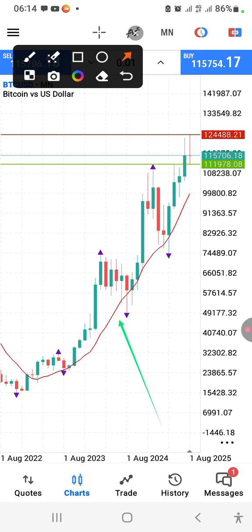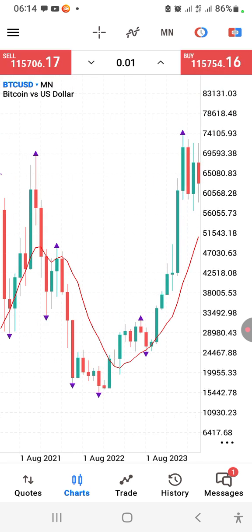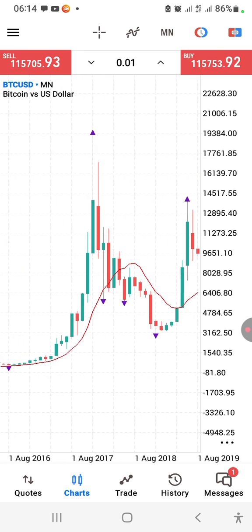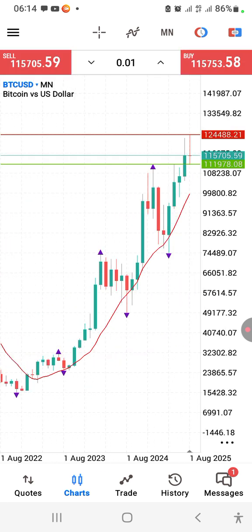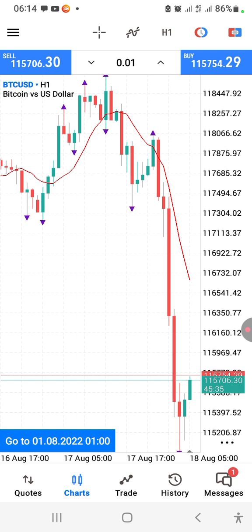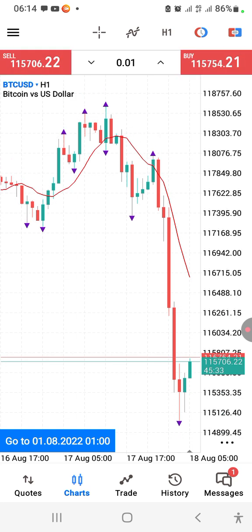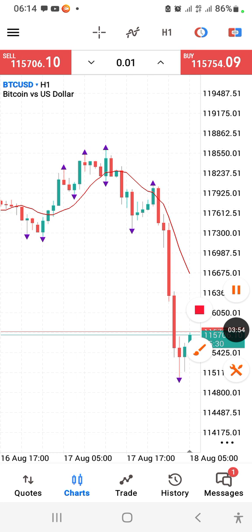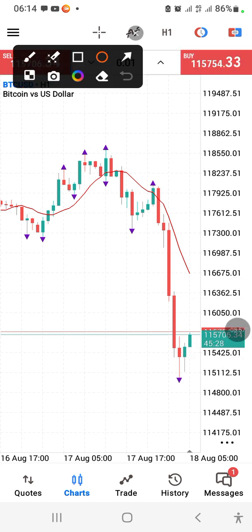When you see that these candlesticks are above the moving average, this is a moving average, then you know that it's an uptrend. But if they are below, you know it's a downtrend. Let me just show you an example. Yes, this is an example of where the candlesticks are below. This is a candlestick, then this is a moving average.